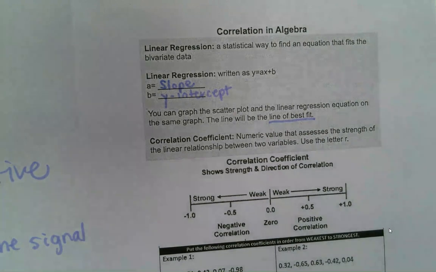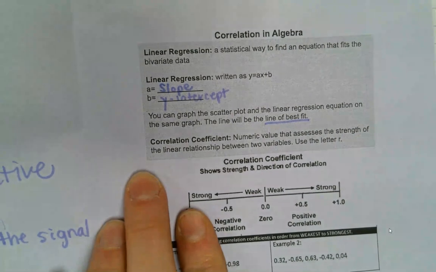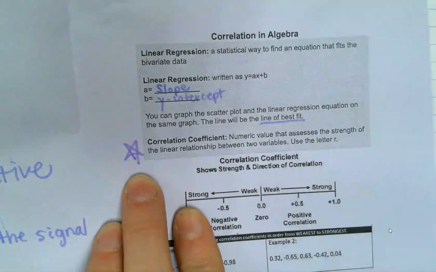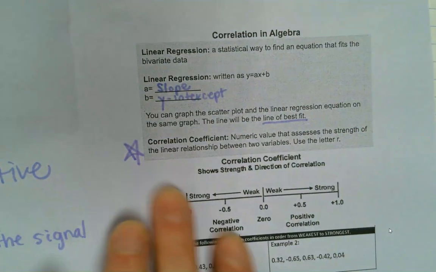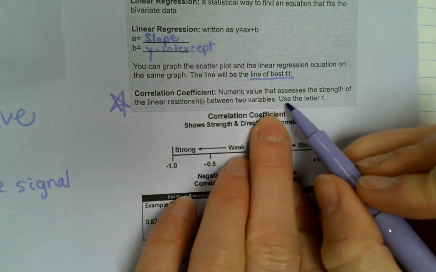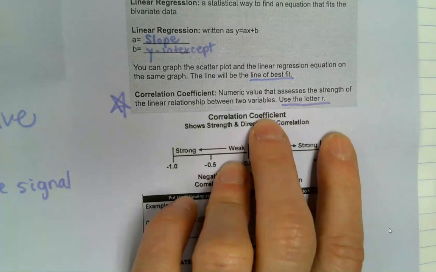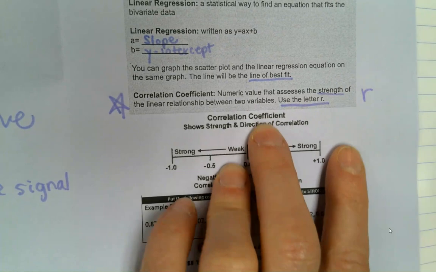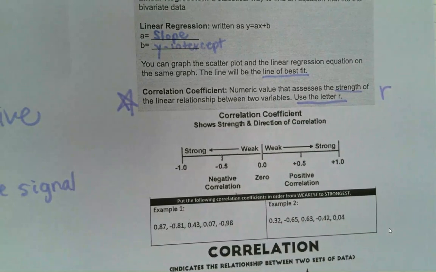And we can find a number, it's called R, where it tells us the strength of a linear relationship. So put a little star right here. Correlation coefficient is the word. Numeric value that assesses the strength of a linear relationship between two variables. We use the letter R. It assesses the strength, so whether it's strong or weak. So R is the letter that describes it.